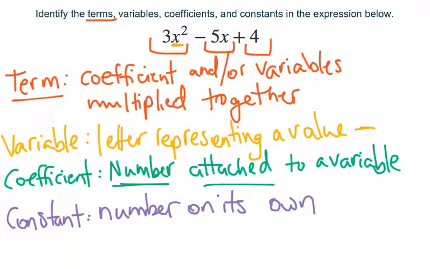So in this example over here, 3 is a coefficient and 5 is a coefficient. 4 is not a coefficient because it is not attached to a variable. A coefficient is always attached to a variable. And then last but not least, we have a constant, which is just a number on its own. In this case, 4 is our constant.